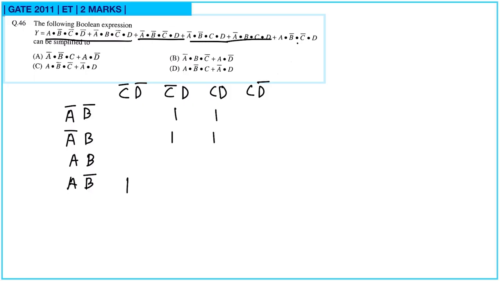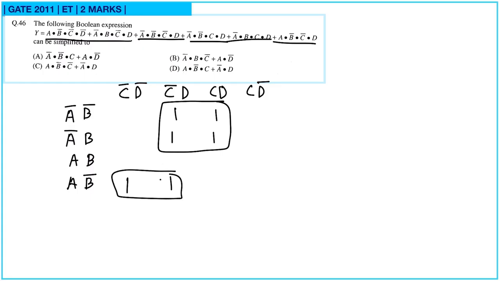Next is A B bar C bar D. So these are the 6 terms, and then we have to find groups which have members which are multiples of 2, powers of 2. So here we have 4 and here we have 2. So we can simplify it now.